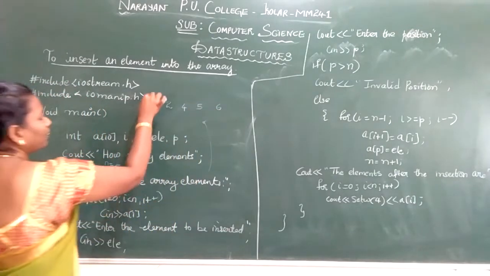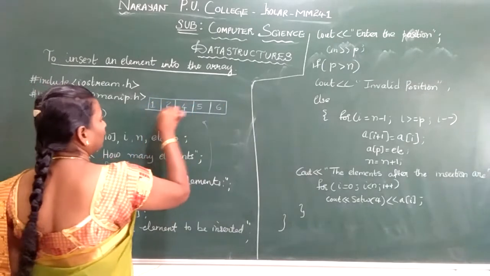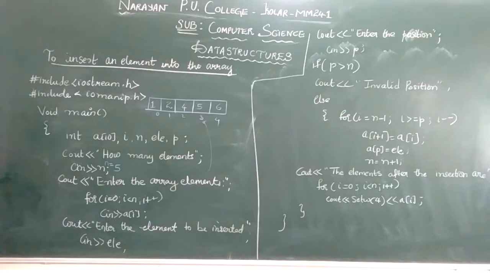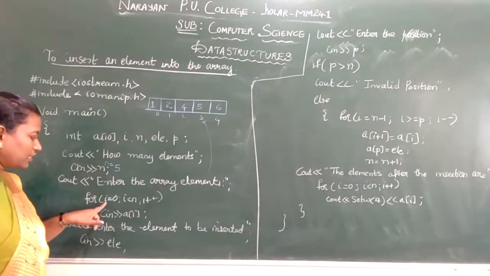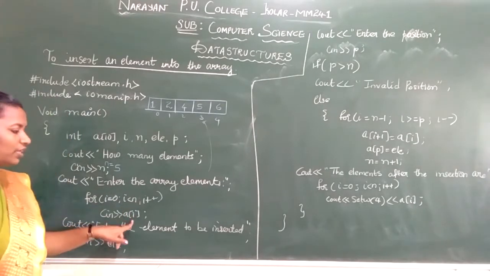So what is my array elements? I am inserting 1, 2, 4, 5, 6. To read this array I am using a for loop. It will start from 0 to that is n, that is 5, and storing in an array.